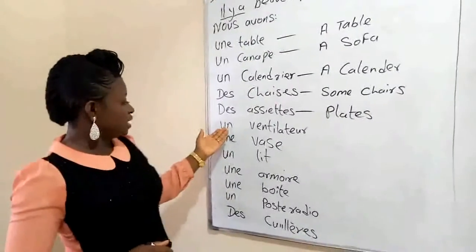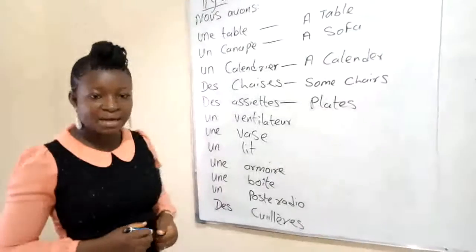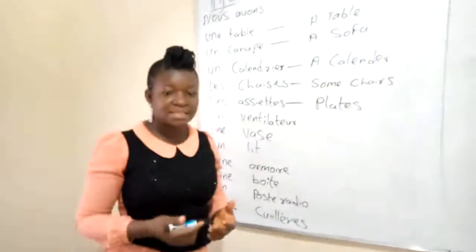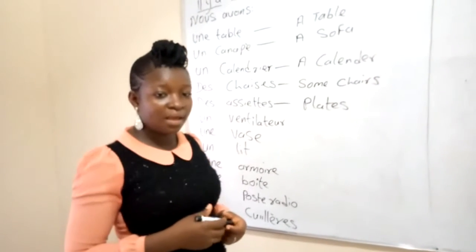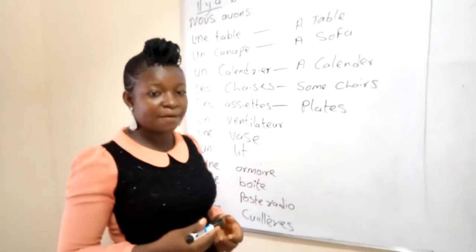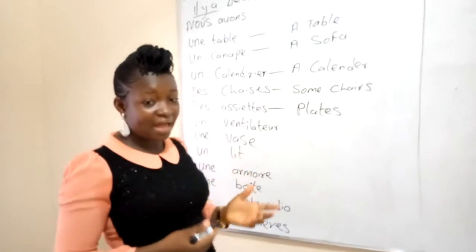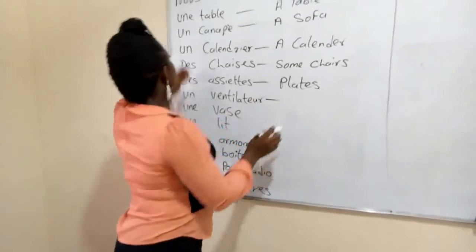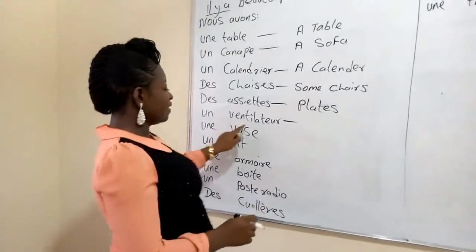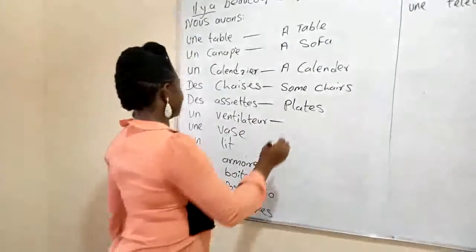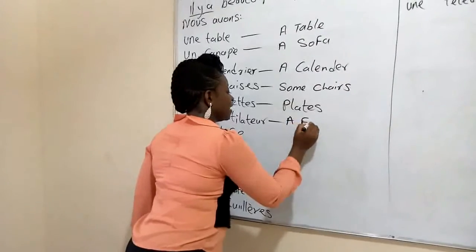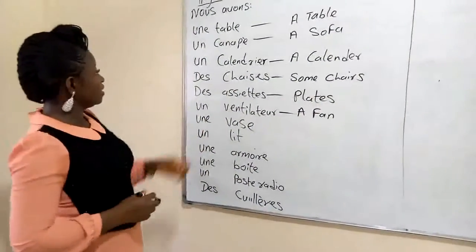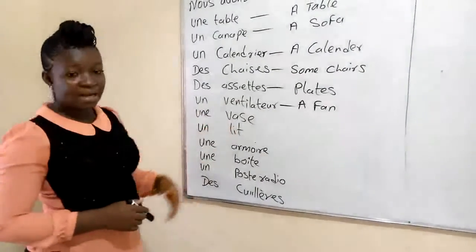Another one is ventilateur. Ventilateur. You say it after me. Ventilateur. Again. Ventilateur. Ventilateur is a fan. A fan. Okay. So, nous avons un ventilateur. A fan.